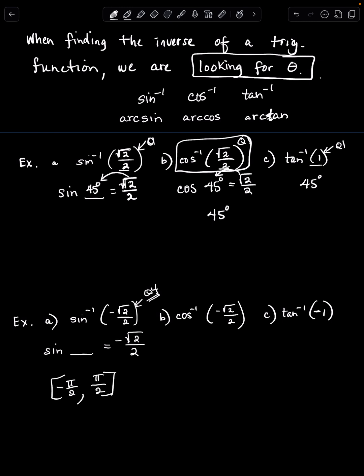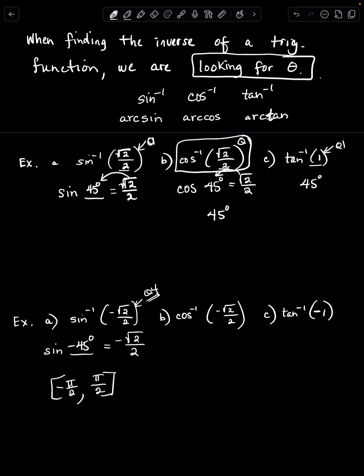Since my exact value is negative, I'm pulling this out of quadrant 4, and this is pretty easy to do because you're just going to put a negative. You're not going to figure out the positive angle from quadrant 4. You're just going to go the clockwise direction, put a negative in front of it. So the sine of negative 45 degrees is negative square root of 2 over 2.